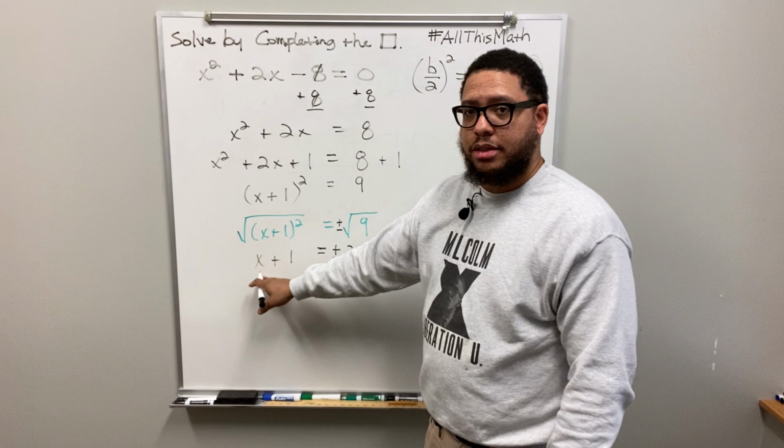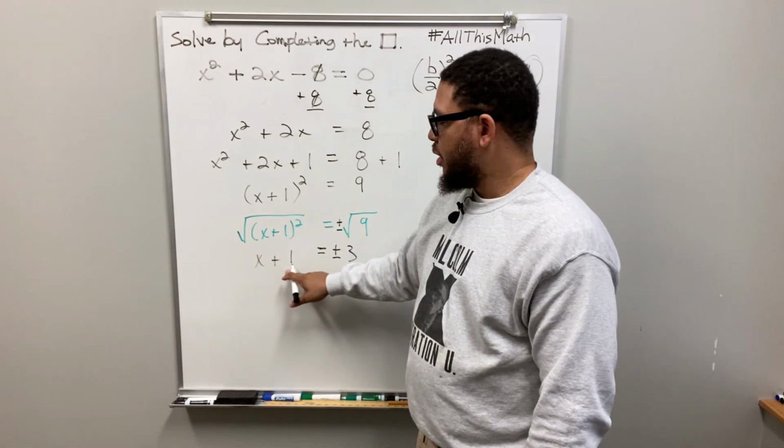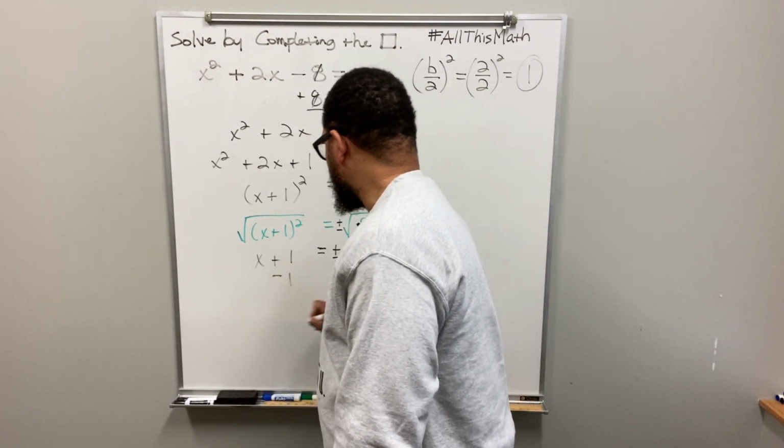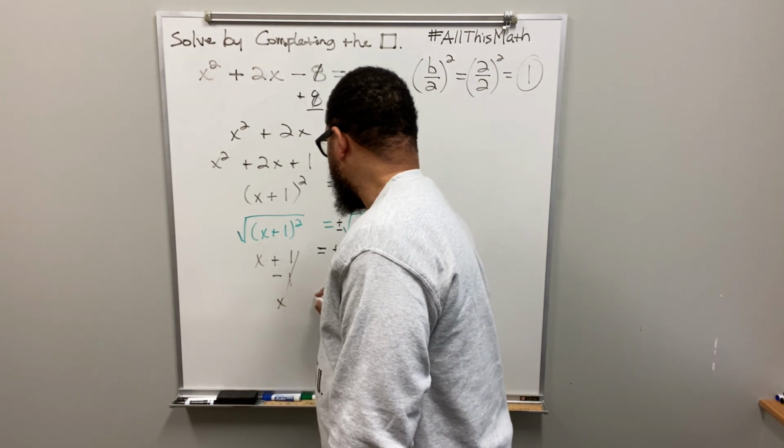Now we got a couple more steps left. I want to isolate x. In order to isolate x, all I got to do is get rid of this 1. So I'm going to do minus 1 and minus 1. Those cancel out. And now I got x equals.